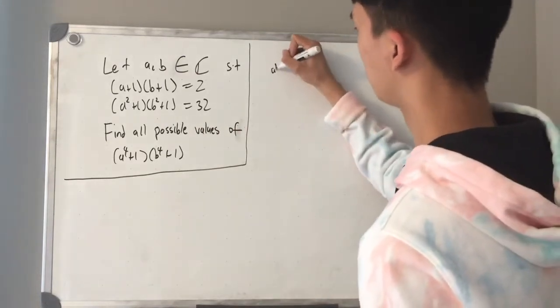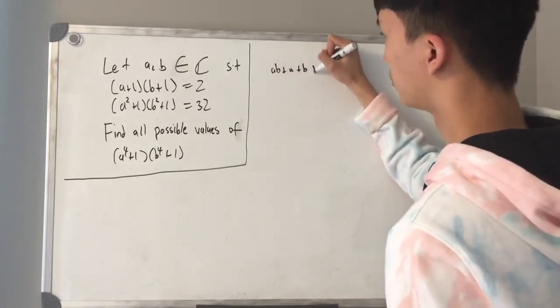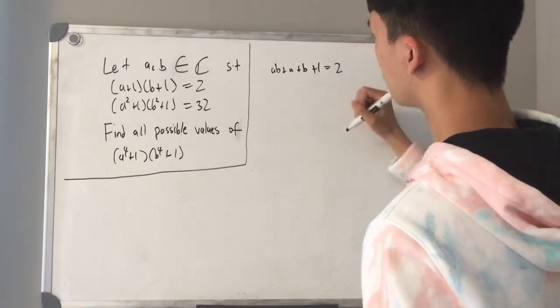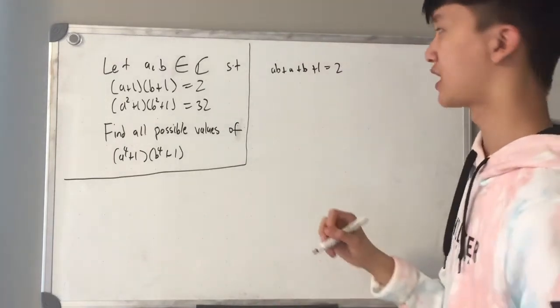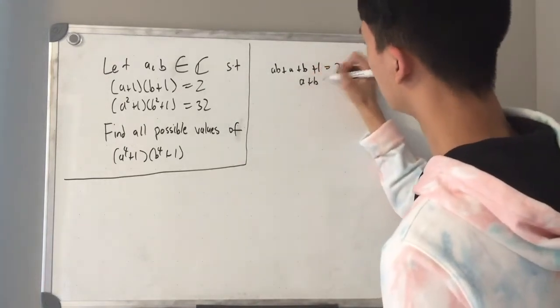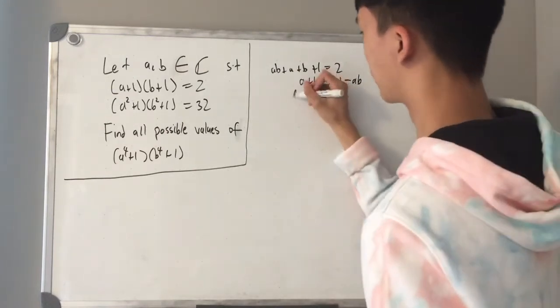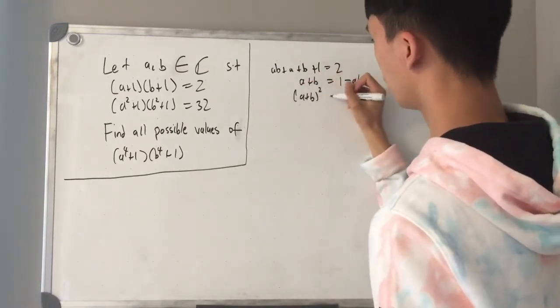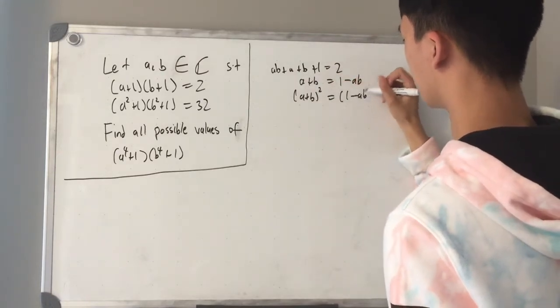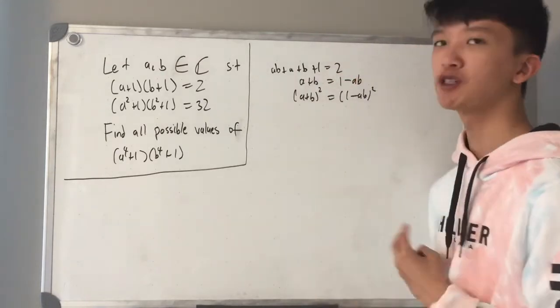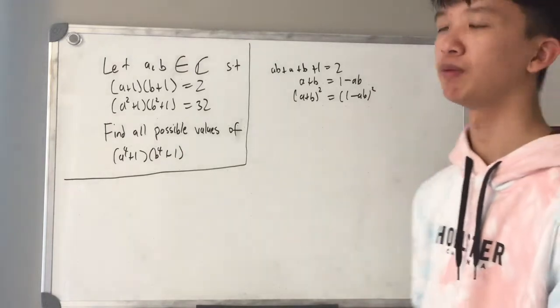So we get ab plus a plus b plus 1 is equal to 2. And so moving the 1 and the ab over to this side will then give us a plus b is equal to 1 minus ab. And now squaring both sides gives us (a plus b) squared is equal to (1 minus ab) squared.